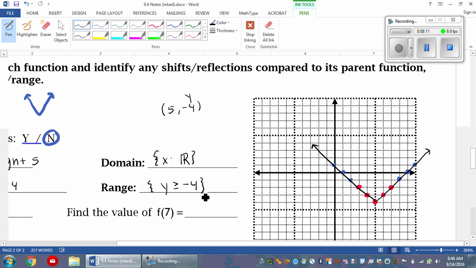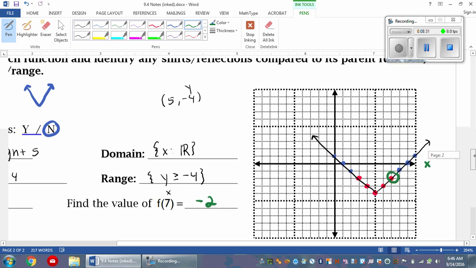All right, now we're going to talk about finding the value of f of 7. Remember, 7 is the x value. So here, find f of 7. So go to the x-axis at 7. And I know f of 7 will be at -2. All right, let's go on to the next question.